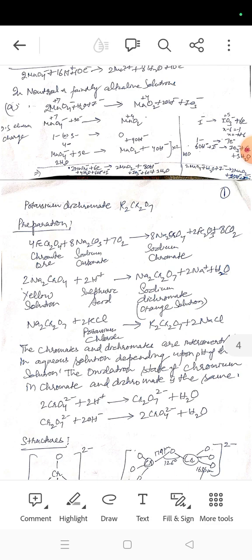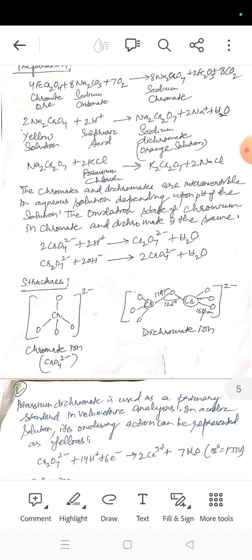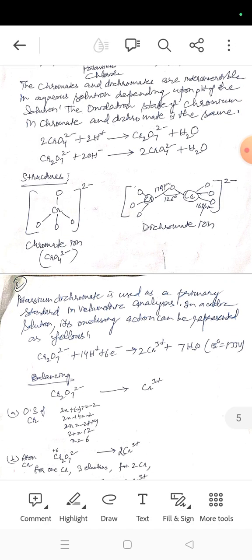So chromates and dichromates are interconvertible in aqueous solution depending upon the pH of the solution. The oxidation state of chromium in chromate and dichromate is the same, that is +6 only. As for structures, the chromate is tetrahedral and the dichromate is ditetrahedral. Then potassium dichromate is used as a primary standard in volumetric analysis.